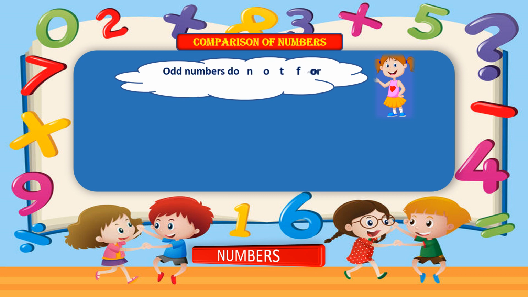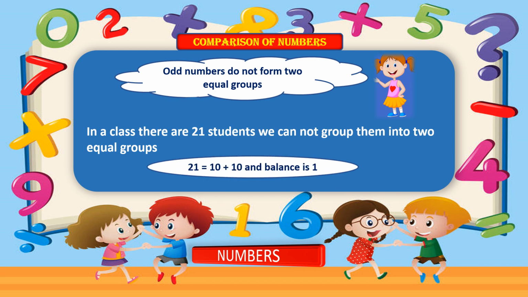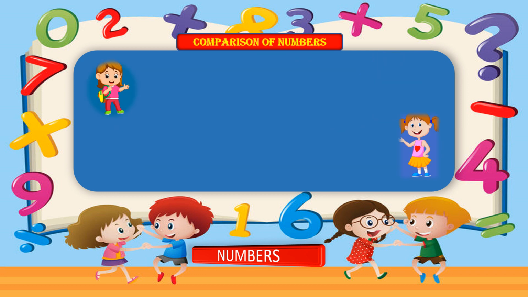Odd numbers do not form two equal groups. In a class there are 21 students. We cannot group them into two equal groups. That is, 21 is equal to 10 plus 10 and the balance is 1.